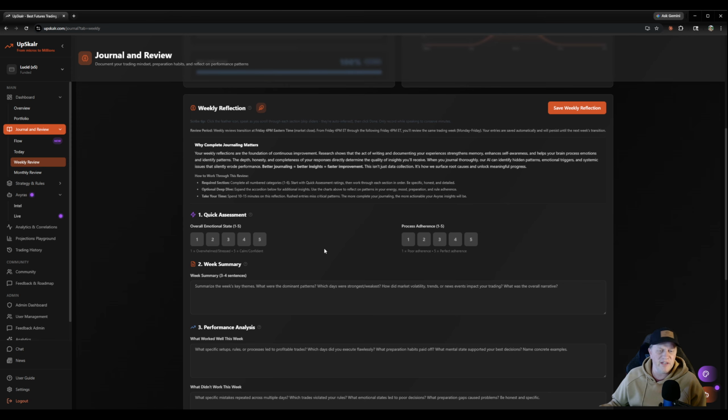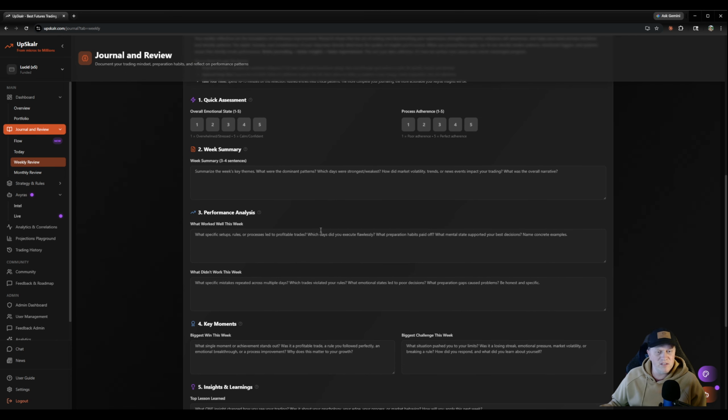and then you want to go down in here and walk through each of these, again, very structured and purposeful sections, to begin to assess, how did the week go, right? What was my overall emotional state throughout the week if I had to average it all out? Did I follow my process, right? Process over profit is a really big, important lesson everybody needs to learn.